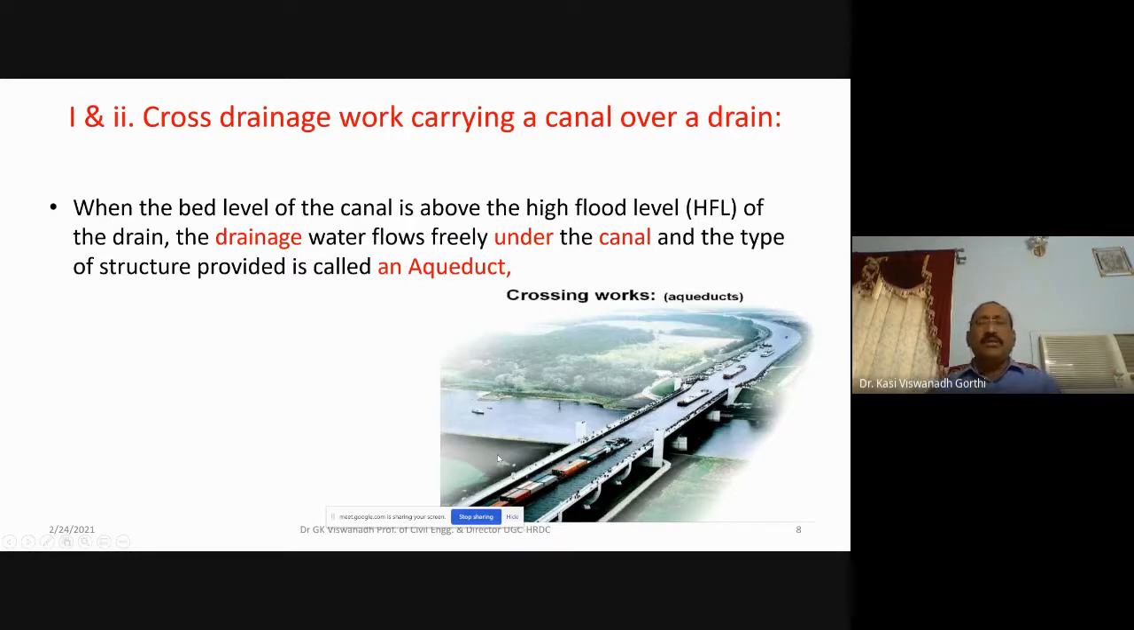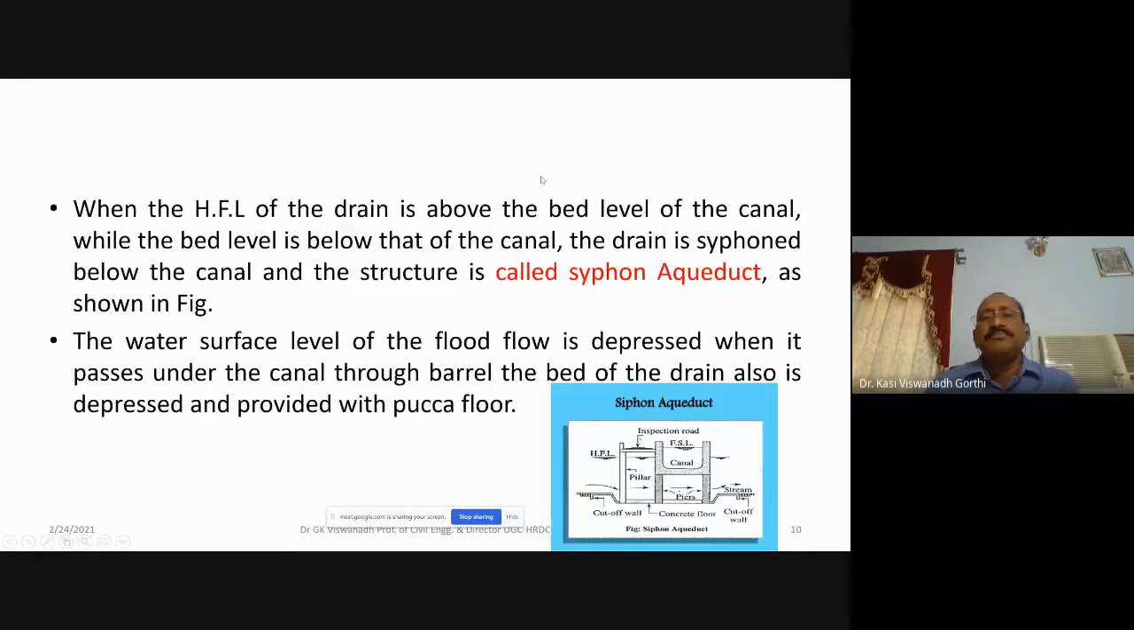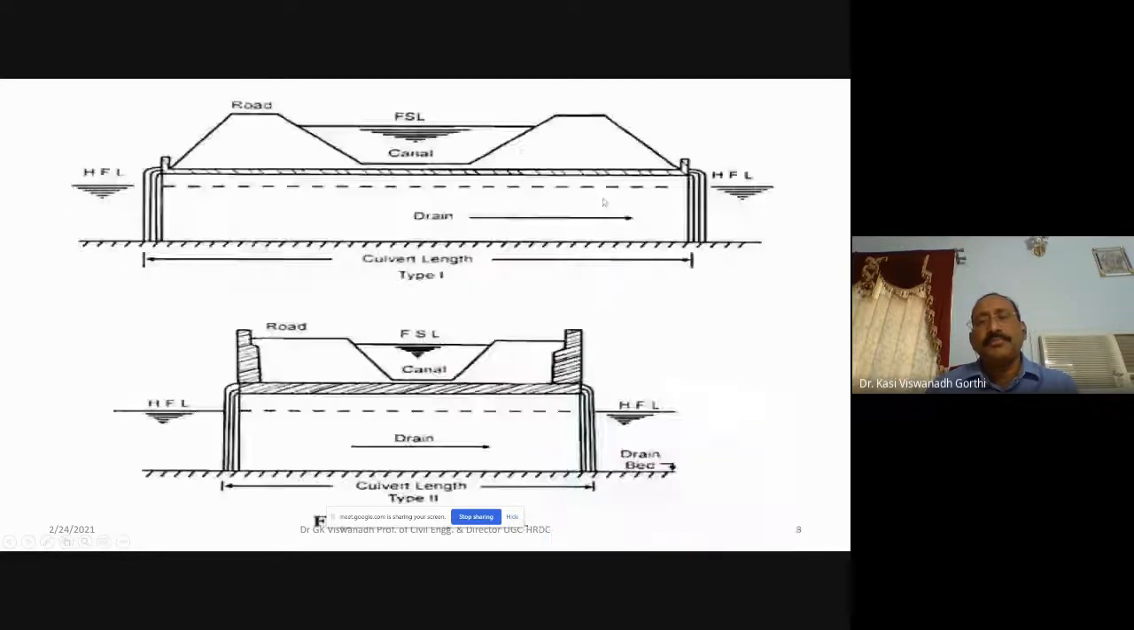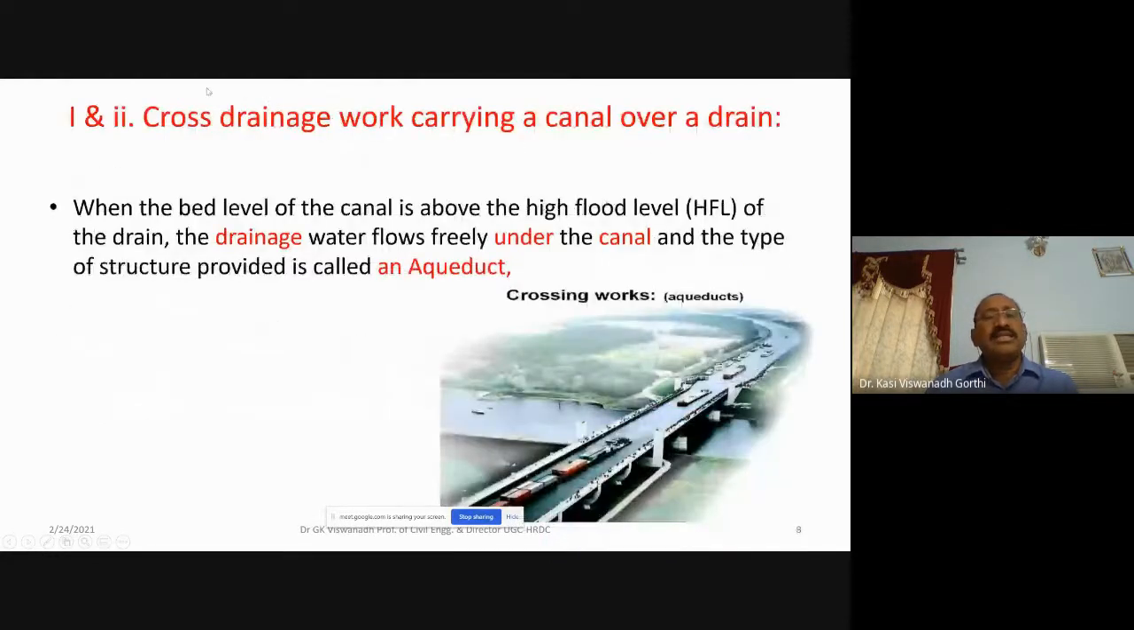In the cases 1 and 2, the cross drainage work carrying a canal over a drain. So in the figure you can see here that there is a drain and the canal is laid over the top. So when the bed level of the canal is above the high flood level of the drain, the drainage water flows freely under the canal, and the type of structure provided is called an aqueduct.